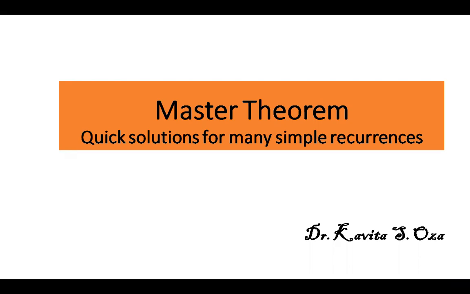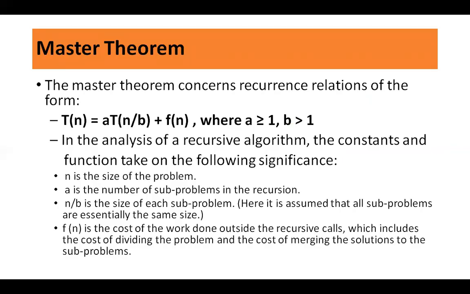Yesterday, we saw the substitution method for solving the recurrence relation and getting the complexity of the recursive algorithm. Today we'll look at the master theorem. It is one of the easiest techniques to solve recurrence relations, which is why I put it in the title itself: quick solutions for many simple recurrences. But you should be very careful about it, because you cannot apply the master theorem to each and every recurrence relation. Fine. So let's go through the master theorem.